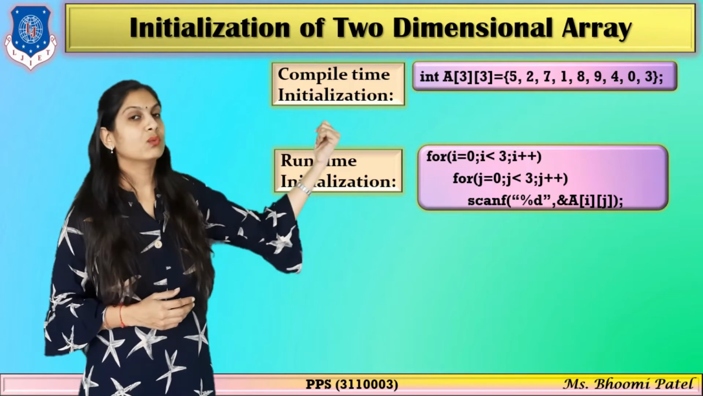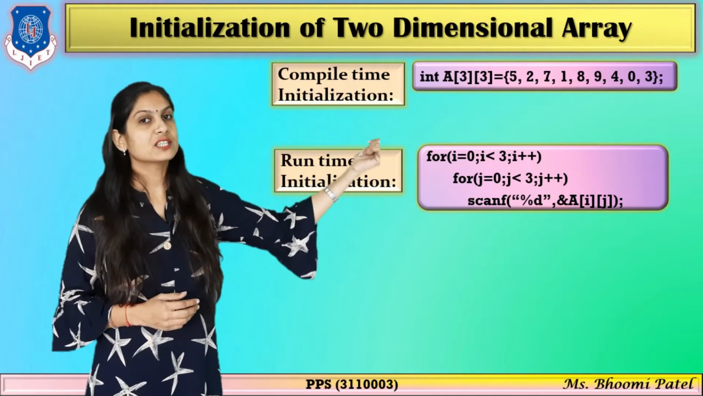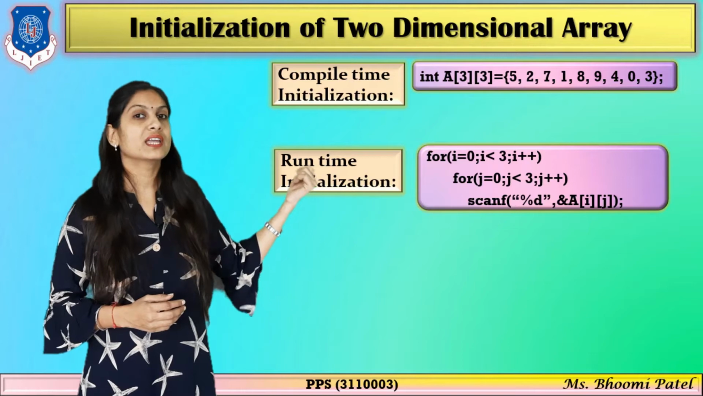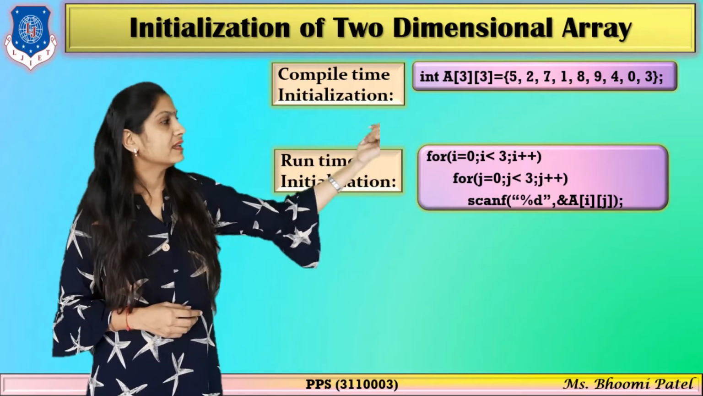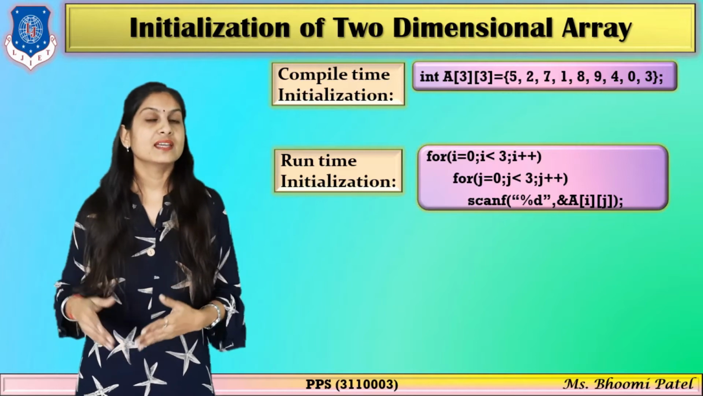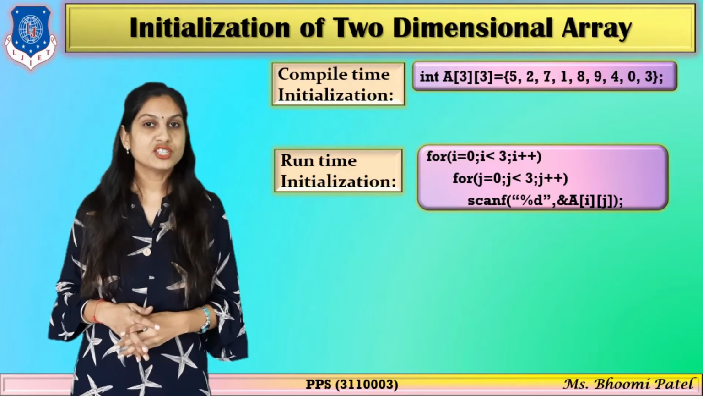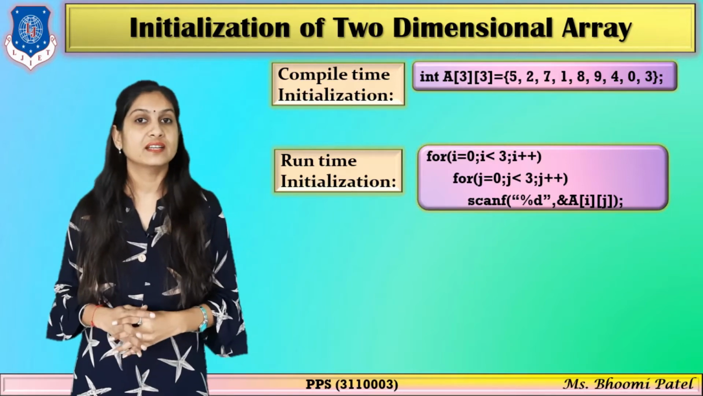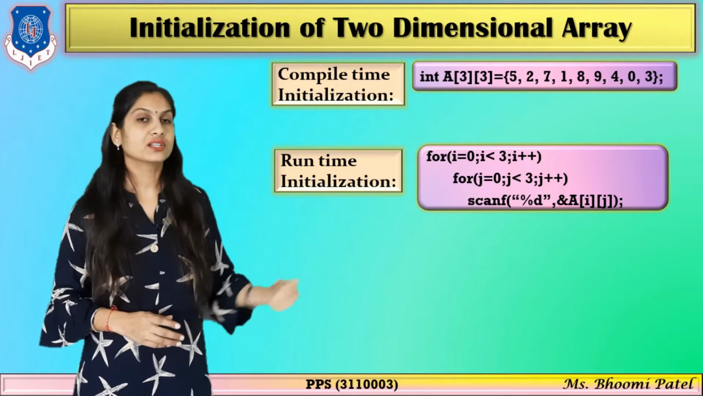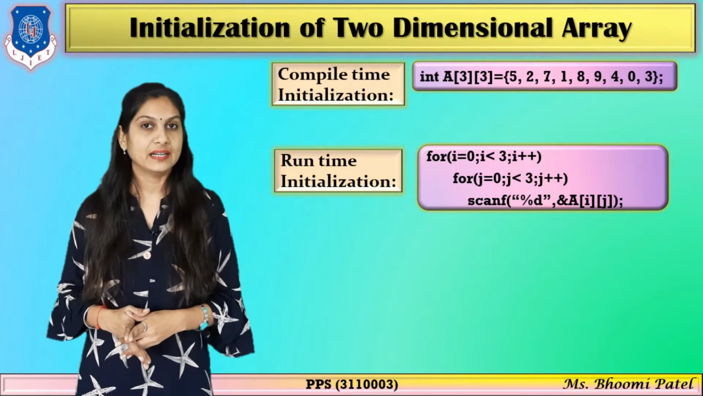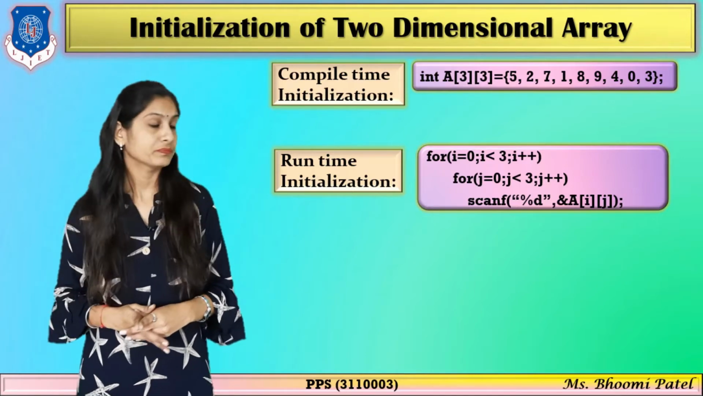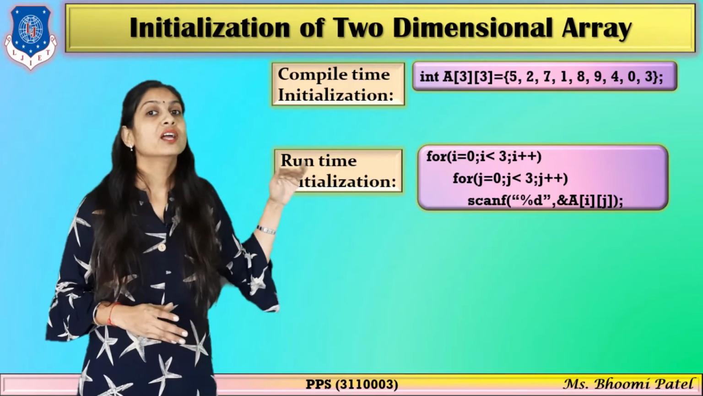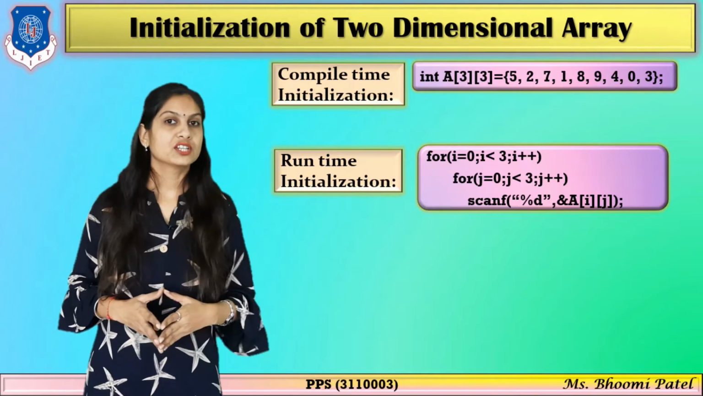So for i equals 0, i less than 3, i plus plus, inside that for loop again we use one for the column, that is j equals 0, j less than 3 and j plus plus. Inside the i and j for loops we just scan the data using the scanf function, %d for integer, and then &A[i][j]. This method we use in our practical session.